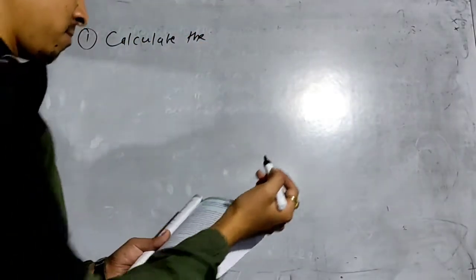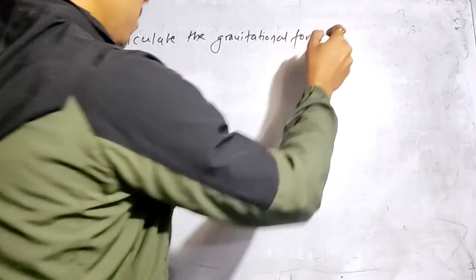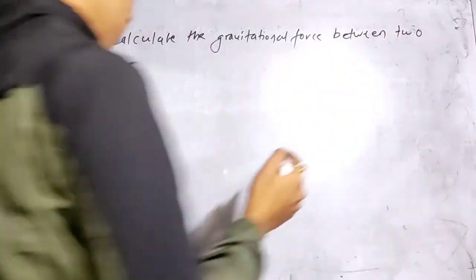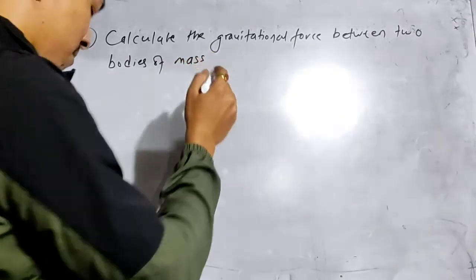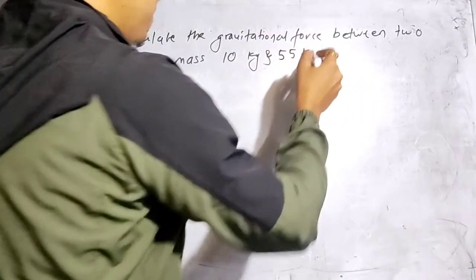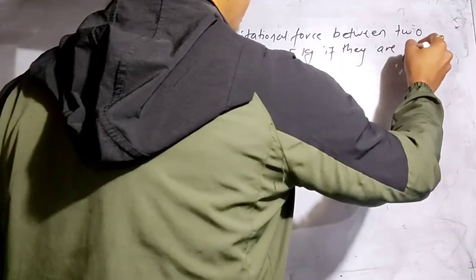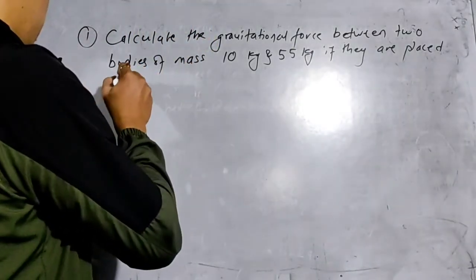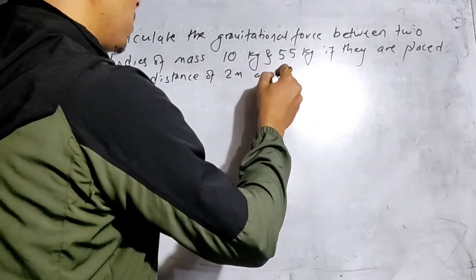Calculate the gravitational force between two bodies of mass 10 kg and 55 kg if they are placed at a distance of 2 meters apart.